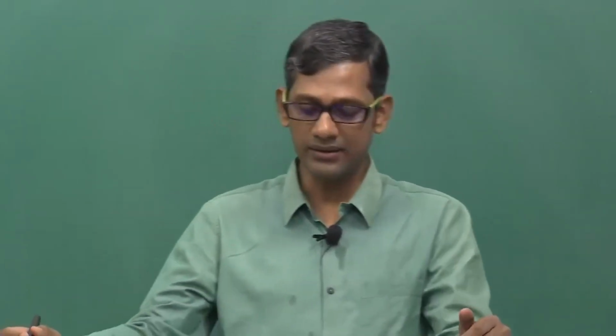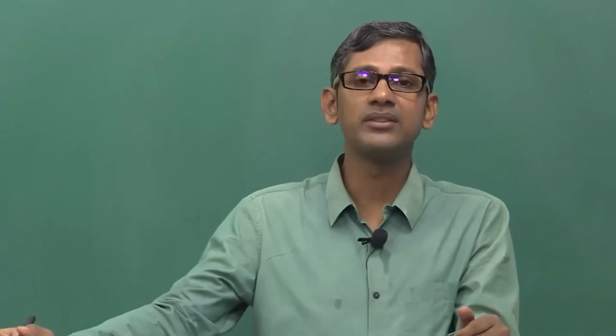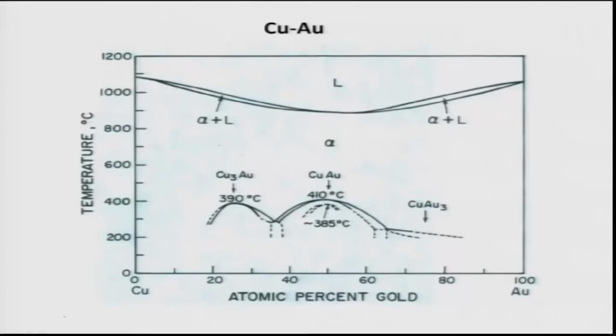The copper and gold phase diagram is a very classic phase diagram in the sense that at high temperature it shows complete solid solubility, liquid solubility and solid solubility both, with an isomorphous type of phase diagram. As you can see over here, liquid goes to alpha, and this is very typical of copper-gold, copper-silver phase diagrams. But what happens at lower temperature is very interesting.